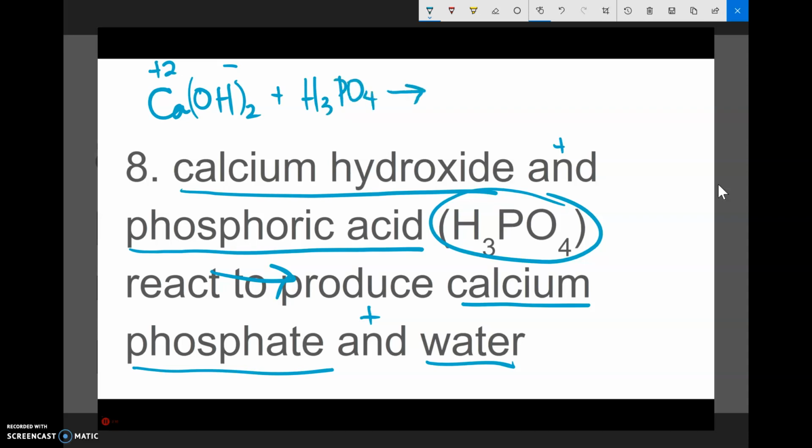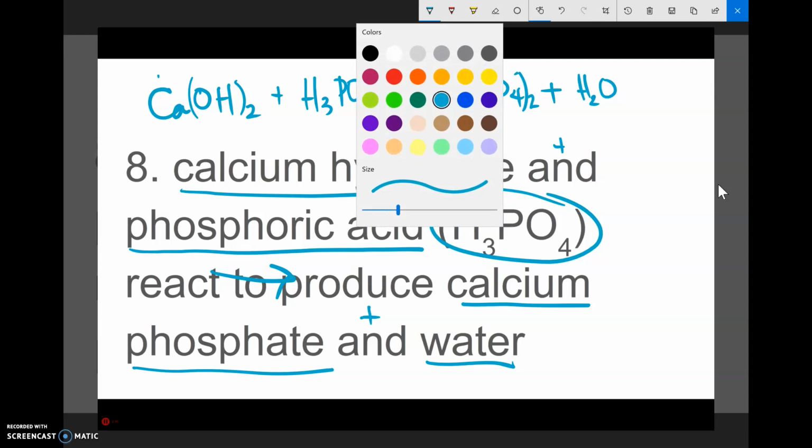And that goes to calcium phosphate. Again, calcium has a plus 2 charge. Phosphate is a 3 negative charge, so when we swap and drop, the 3 comes behind calcium, parentheses with the 2 on the outside of the phosphate. And water is H2O. Okay, let's go ahead and balance this now after I erase our charges just to make things look a little bit cleaner.